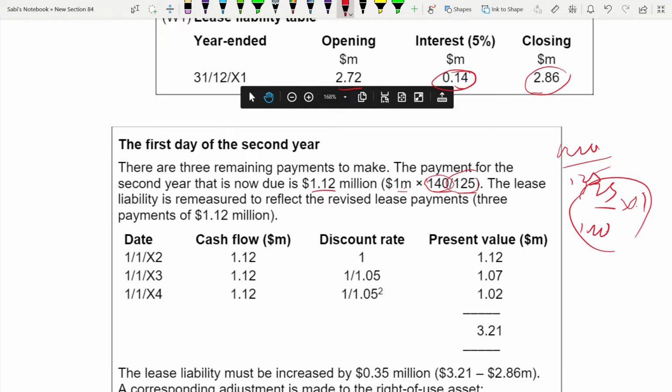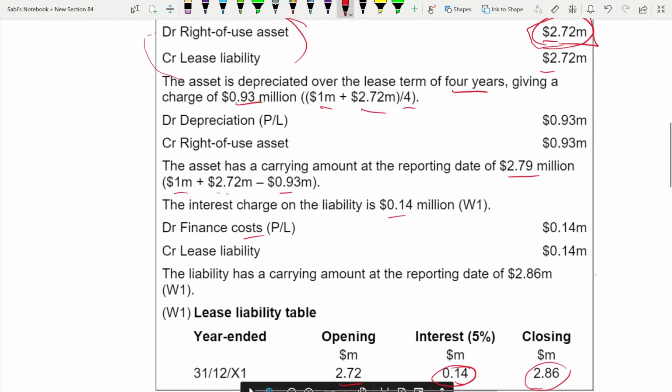So this is the payment for the remaining 3 years. You see, the lease term was for 4 years, but now in the second year, 1 year has gone. The past 1 year, now remaining 3 years. So now the payment is 1.12, 1.12, 1.12.